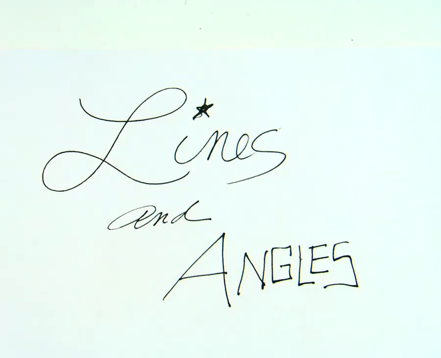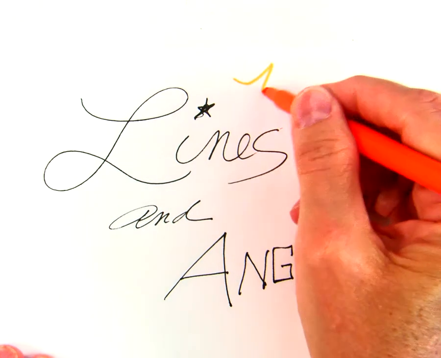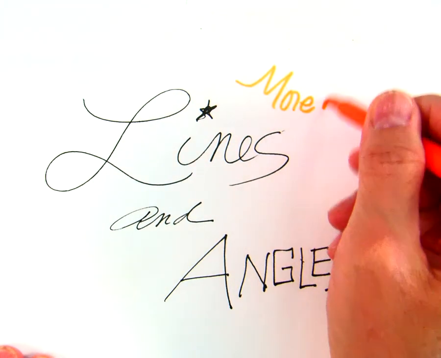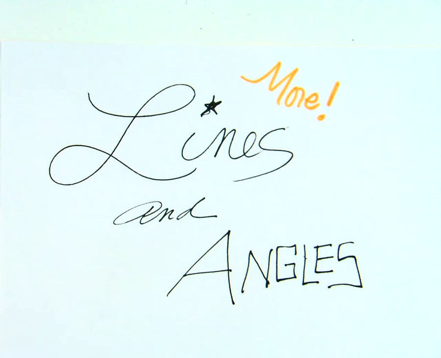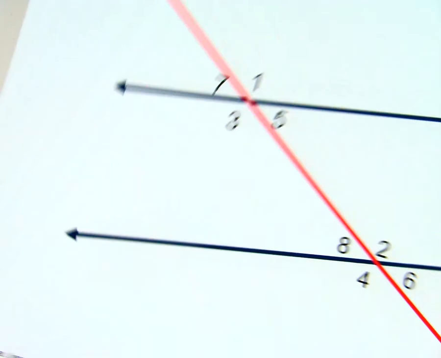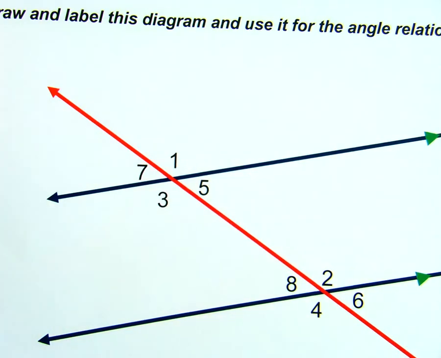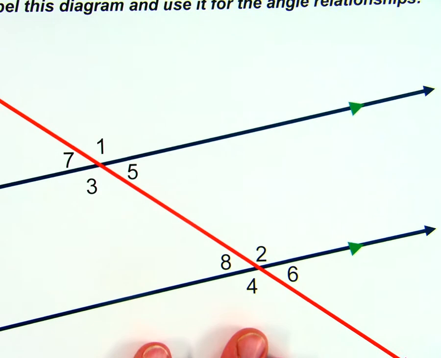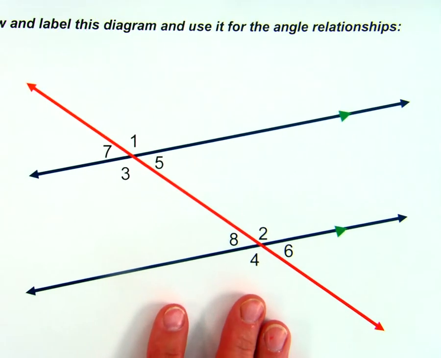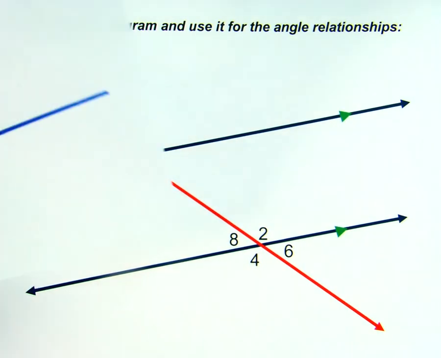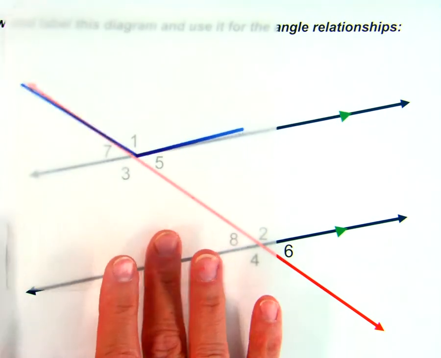This will be more lines and angles. We'll start with some of the more formal relationships between lines and angles. You should have drawn this diagram in your cipher and made a piece of patty paper to make an angle.